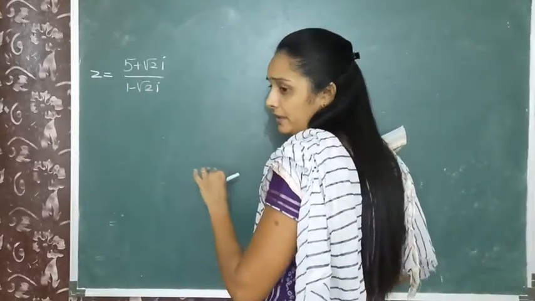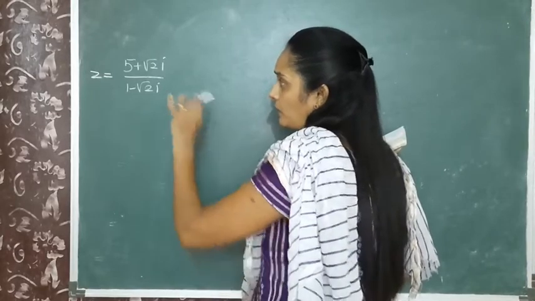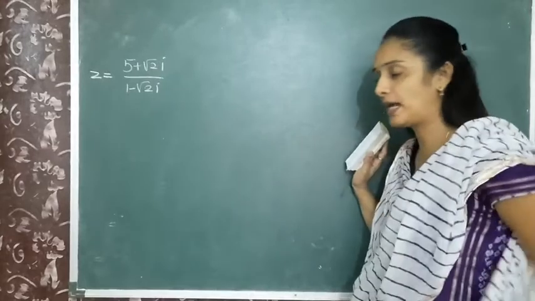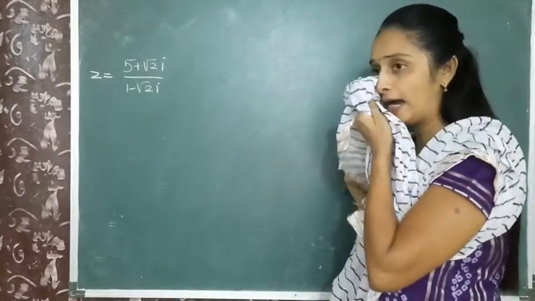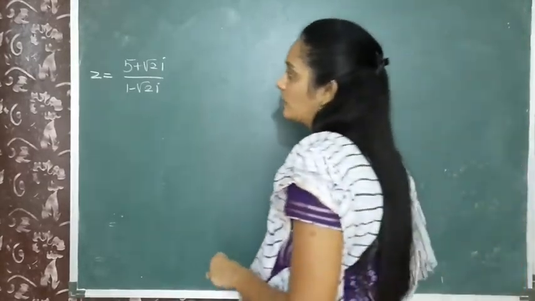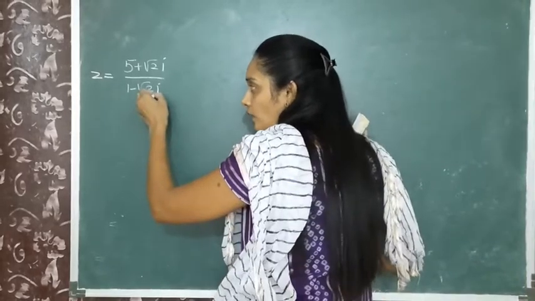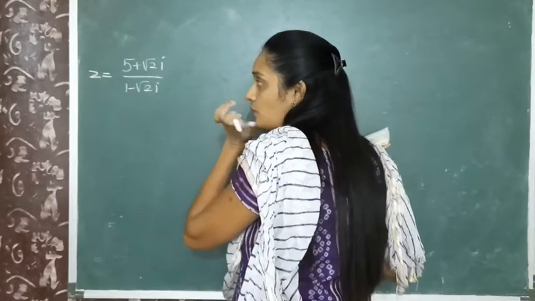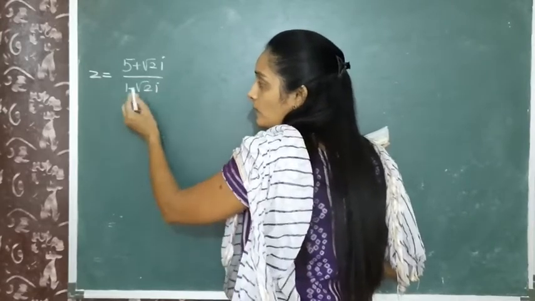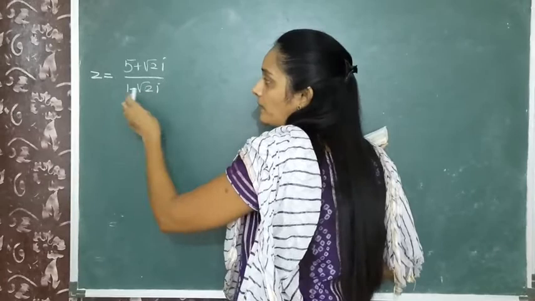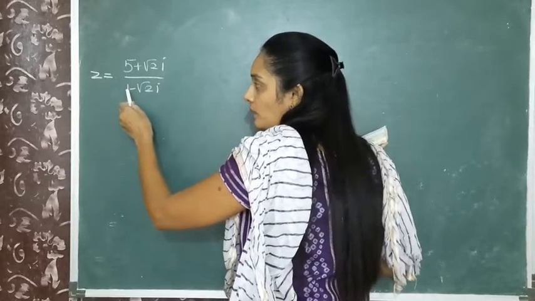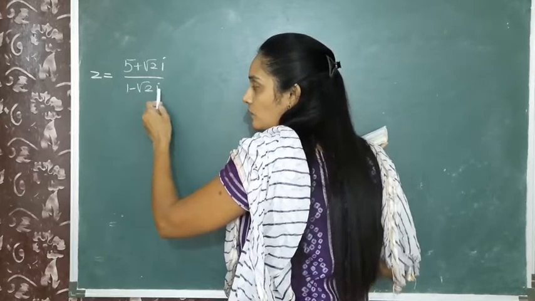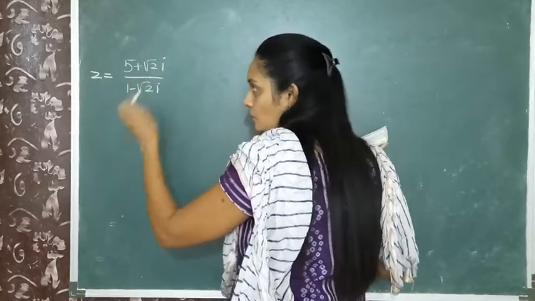In the previous sum there were two brackets, so I gave the simplification of the first bracket first. Here there is only a numerator and a denominator. For the a plus ib form we don't need i in the denominator, so we can take the conjugate of the denominator. As you know, for the conjugate we have to change the sign of the imaginary part. So in the denominator we have 1 minus root 2i, and the conjugate of 1 minus root 2i is 1 plus root 2i.